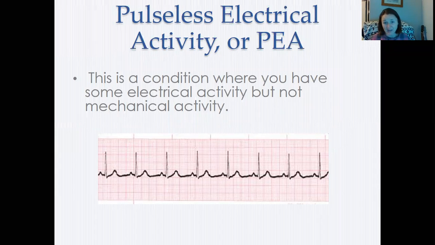What is actually happening to the heart muscle is like asystole would be. But what you'll see on the monitor could look like anything. It could look just like this normal rhythm, but there is no pulse. So any rhythm, it doesn't matter what you see on the monitor, if there is no pulse with it, then that is considered pulseless electrical activity, and it is bad.